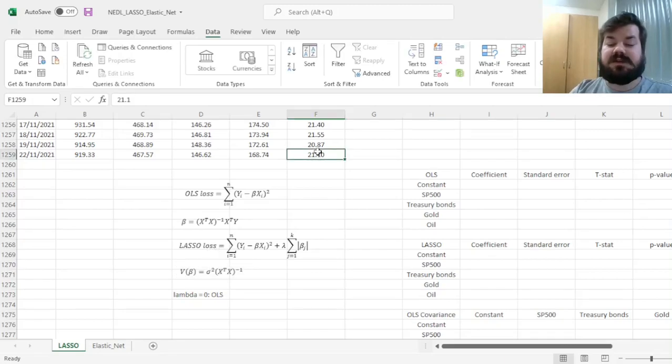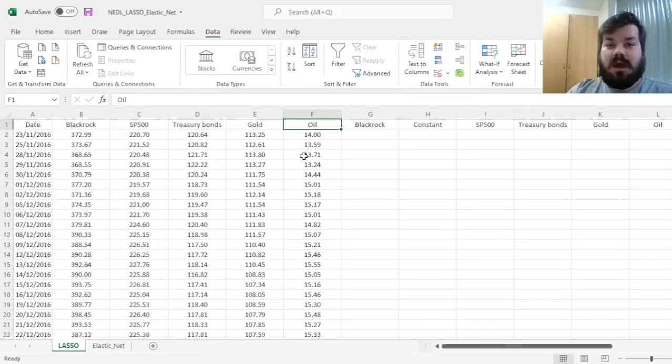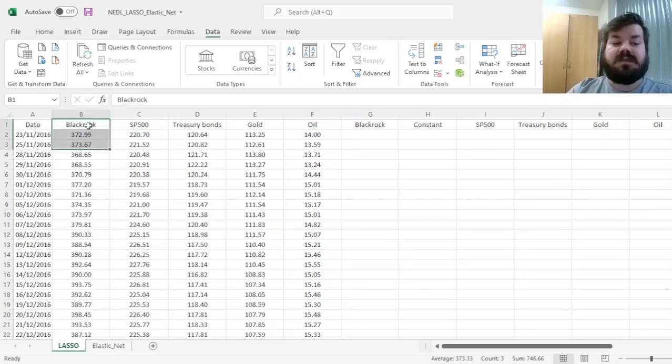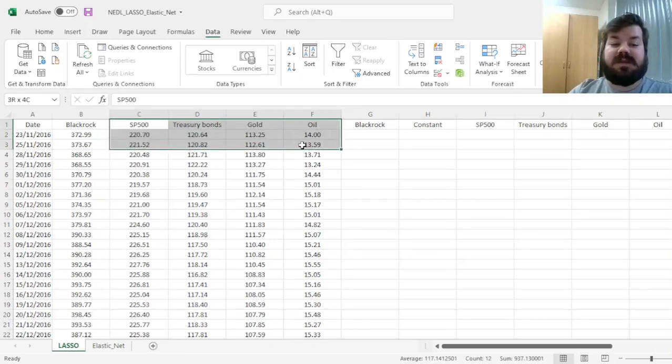So let's now proceed to the task we're going to apply LASSO to, and the task is to investigate the determinants of the return of BlackRock, a very famous publicly traded fund, with respect to 4 major asset classes: large stocks, S&P 500, treasury bonds, gold, and oil, represented by the respective ETFs or exchange-traded products.